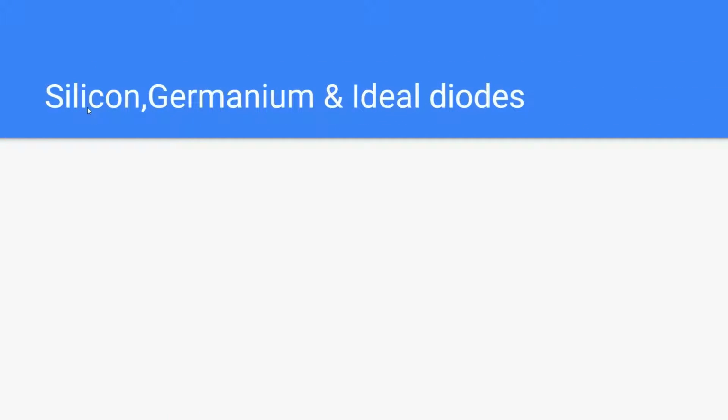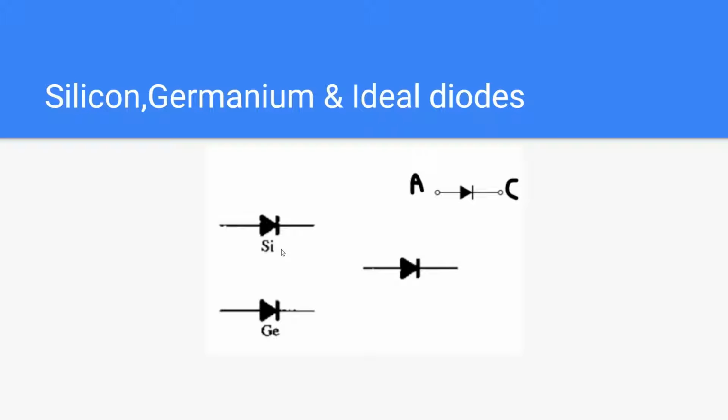Okay. Now let us see about the silicon, germanium, and ideal diodes before solving. What are these and how are they represented? This is how a silicon diode is represented with Si, this is how a germanium diode is represented, and this is an ideal diode. As you all know, this is the anode, which is the positive terminal of the diode, and this is the cathode, which is the negative terminal of the diode.